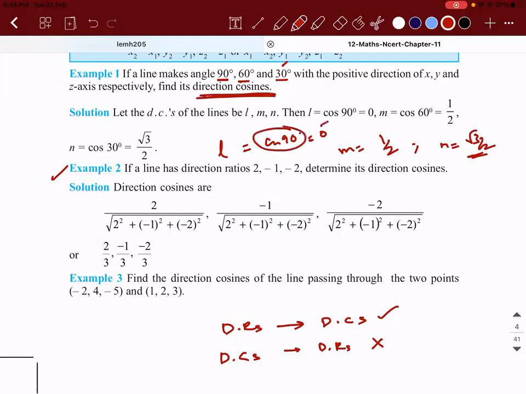Cos 90, you got. Suppose you have a doubt of that sort, whether they are direction cosines or ratios. Always do this test: L square plus M square plus N square. In this case, 0 square plus 1/4 plus 3/4, so I'm getting 4/4, which is 1. If L square plus M square plus N square comes out to be 1, they're direction cosines. That's it.